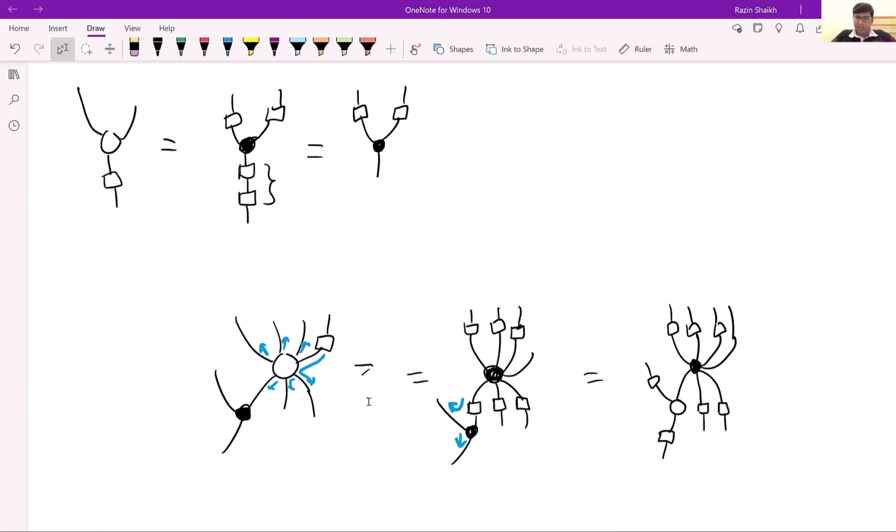So maybe that's not very clear what I'm saying. Maybe we can look at an example. So suppose here we had a Z spider with two of the legs that had color change and two that did not. I can still apply the color change, but the only difference now is that the legs that did not have the color change box will now have the color change box.